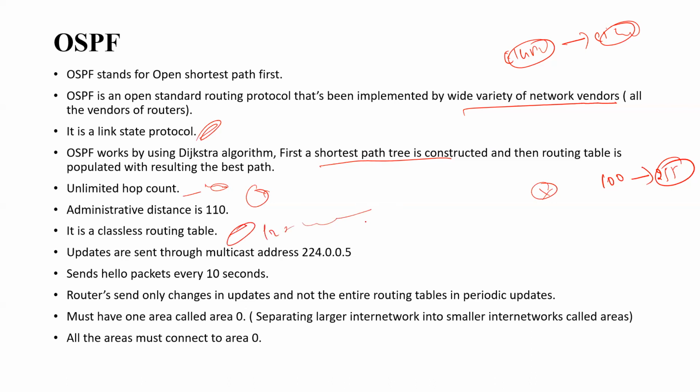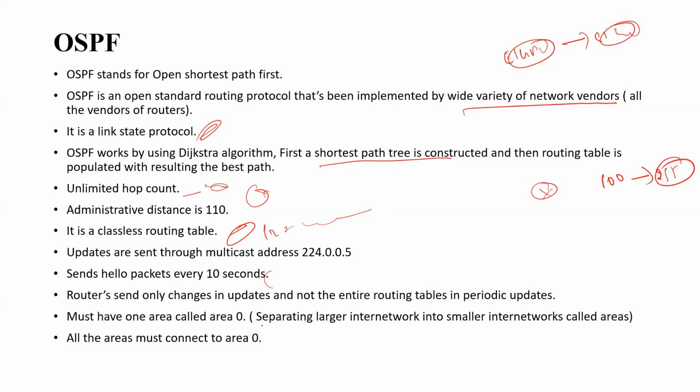To send the routing information between the neighbor routers, it will send hello packets every 10 seconds. Like every 10 seconds, it will send a message to other routers saying, give me your routing information, what you are connected to, something like that.